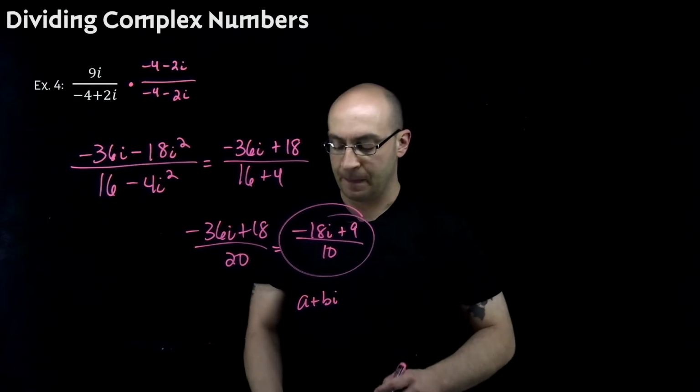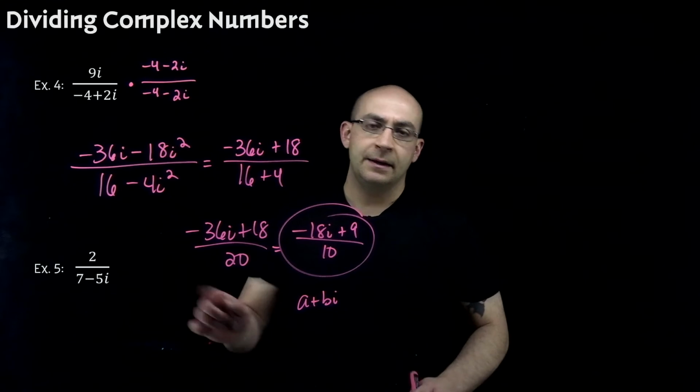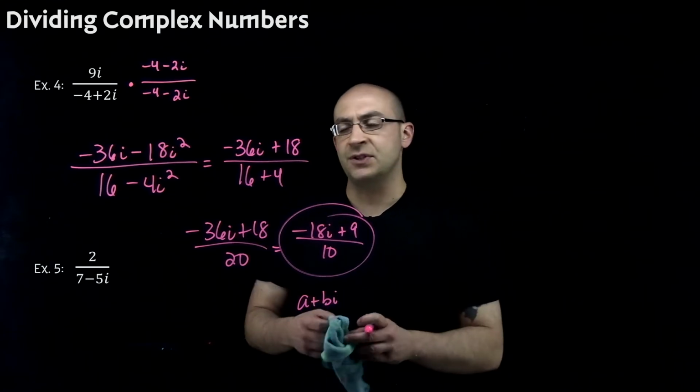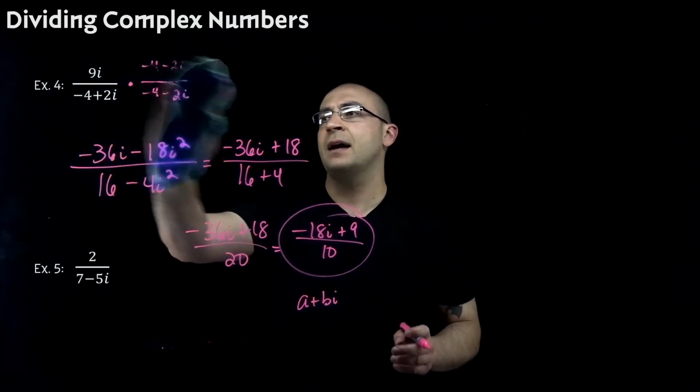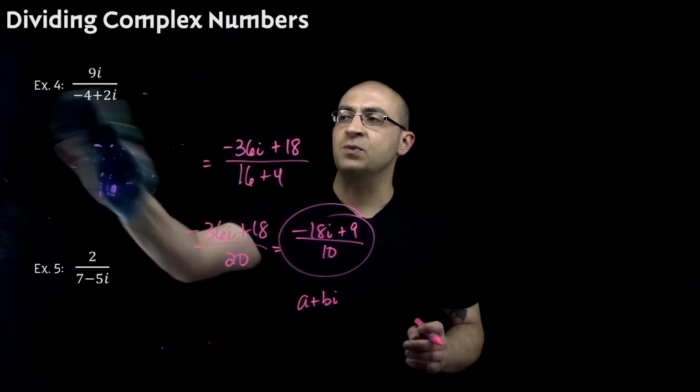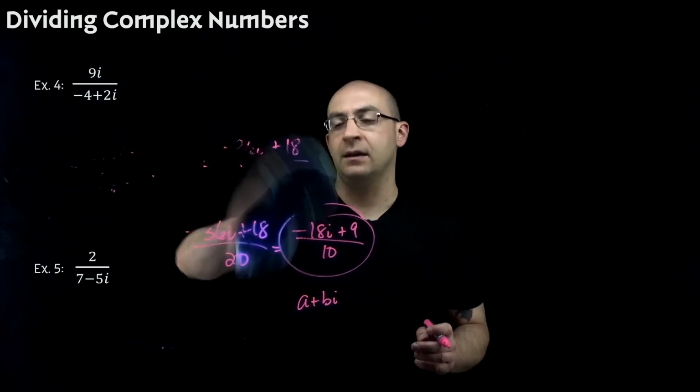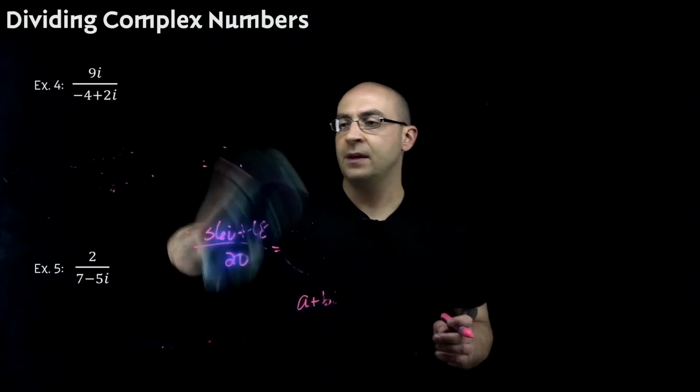Let's try another one. Here, example 5 is 2 divided by 7 minus 5i. Now I'm going to work this one out the long way so you can see why we use the complex conjugate.